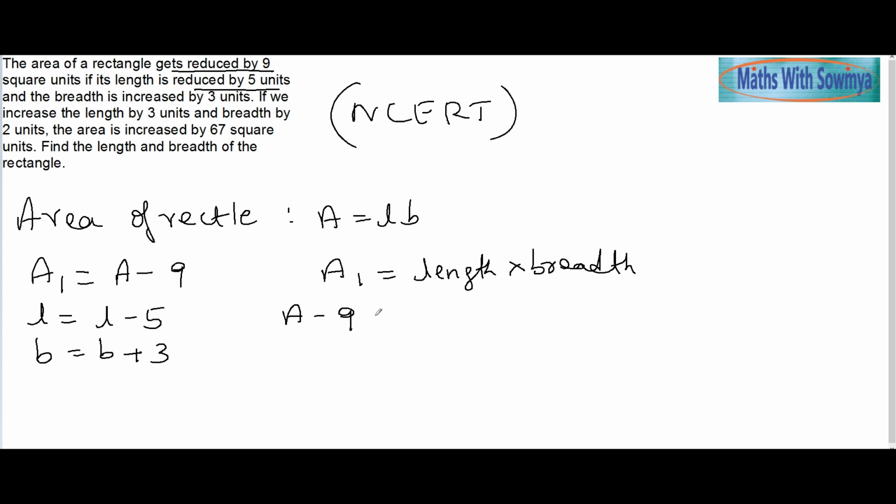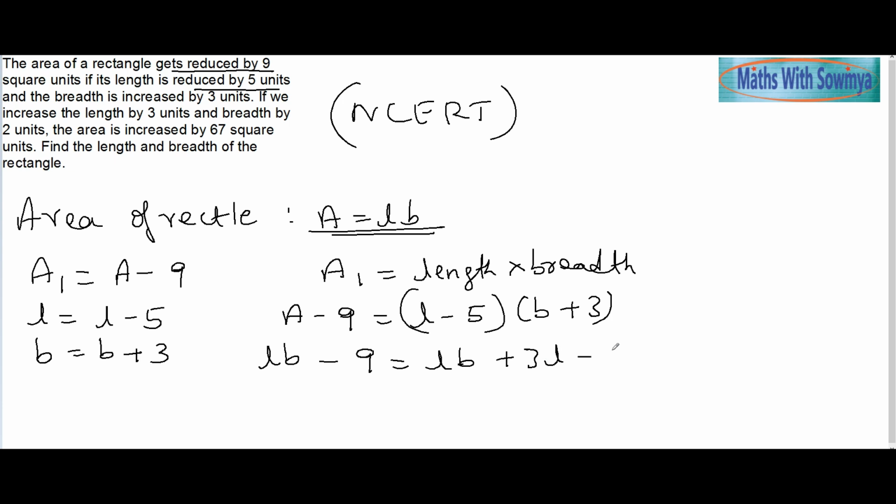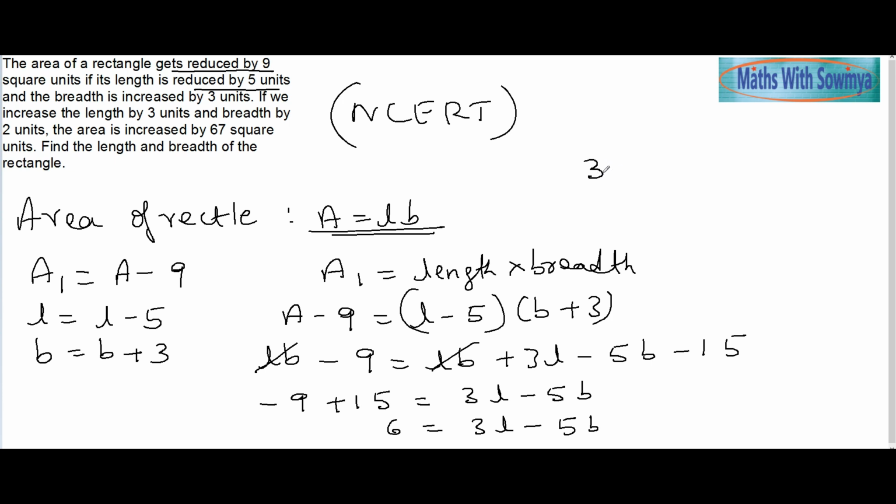A1 is nothing but A minus 9. Length is L minus 5, breadth is B plus 3. What is A? A is LB. Take that, minus 9. Multiply: LB plus 3L minus 5B minus 15. LB gets cancelled, or you bring this to the left hand side, minus LB. Now, this is minus 9 plus 15, which will be 3L minus 5B. 6 is equal to 3L minus 5B. So, my first equation is 3L minus 5B equals 6.